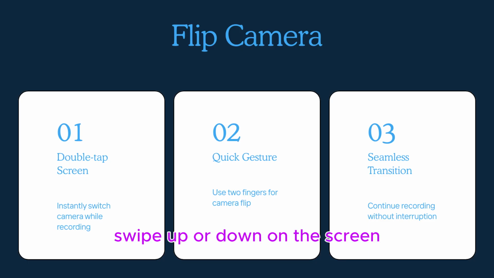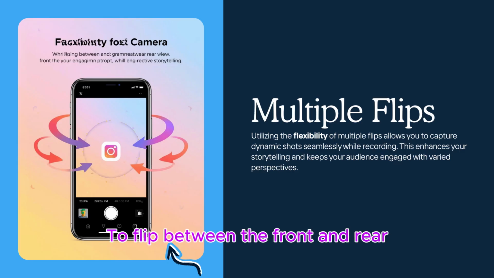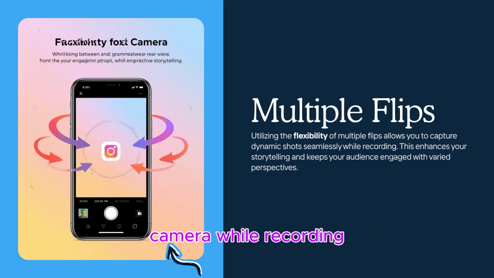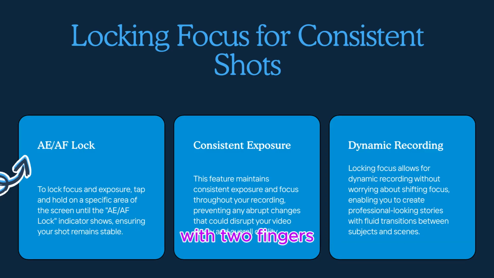With one finger, swipe up or down on the screen while recording to access a zoom slider that appears on the side. To flip between the front and rear camera while recording, you do not need to stop. Simply double tap anywhere on the screen with two fingers.